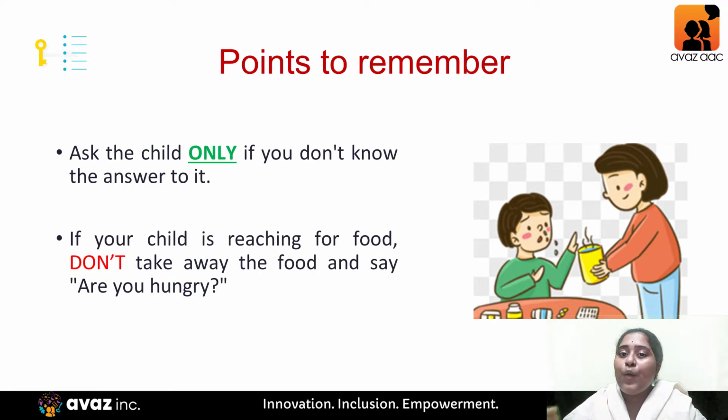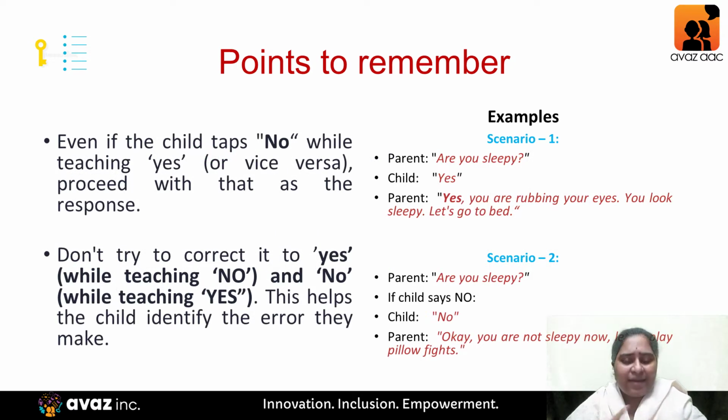Second thing is that when you're teaching yes and your child taps no, do not correct your child but proceed with whatever response the child has given you, because this mainly helps the child to identify the mistakes that they have made and correct themselves.